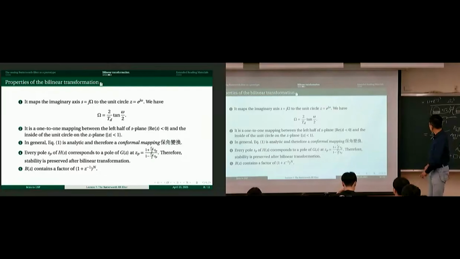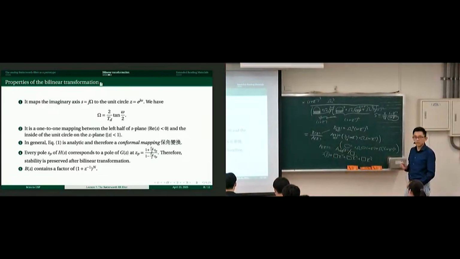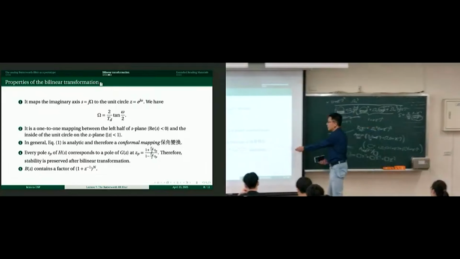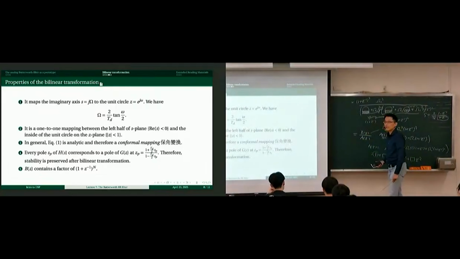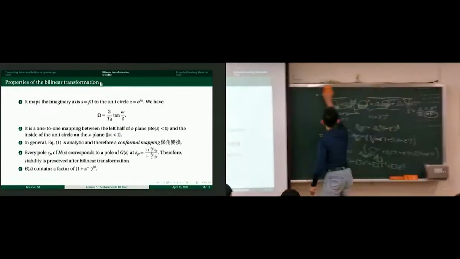Conformal mapping, have you learned that? Have you learned the concept of conformal mapping? Have you heard of it? Yes? No? Conformal mapping in Chinese is 保角变换. It means that somehow the angle is preserved. Literally, 保角嘛，保持角度, the angle is preserved. In what sense?